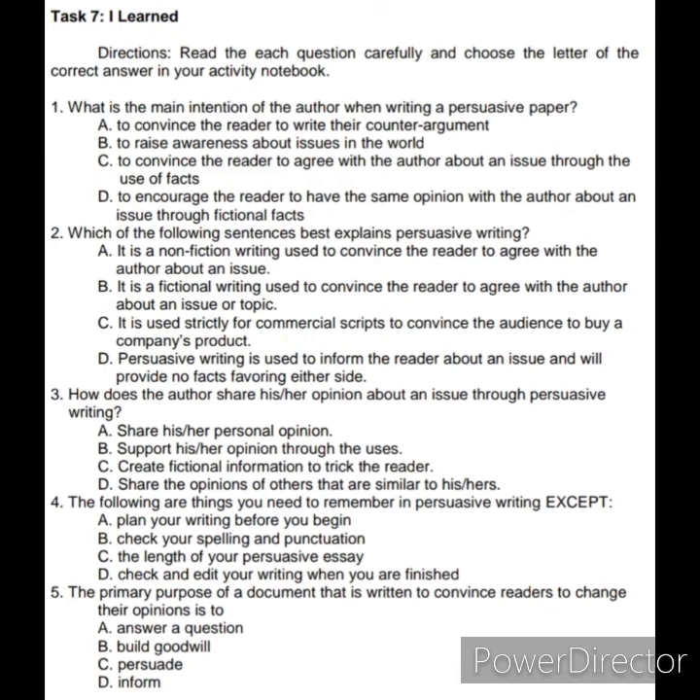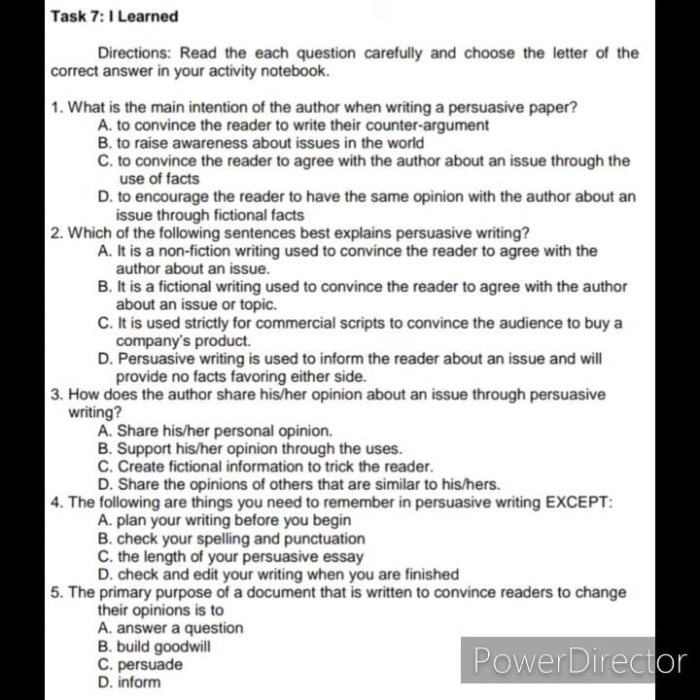A. It is a non-fiction writing used to convince the reader to agree with the author about an issue. B. It is a fictional writing used to convince the reader to agree with the author about an issue or topic. C. It is used strictly for commercial scripts to convince the audience to buy a company's product. D. Persuasive writing is used to inform the reader about an issue and will provide no facts favoring either side.